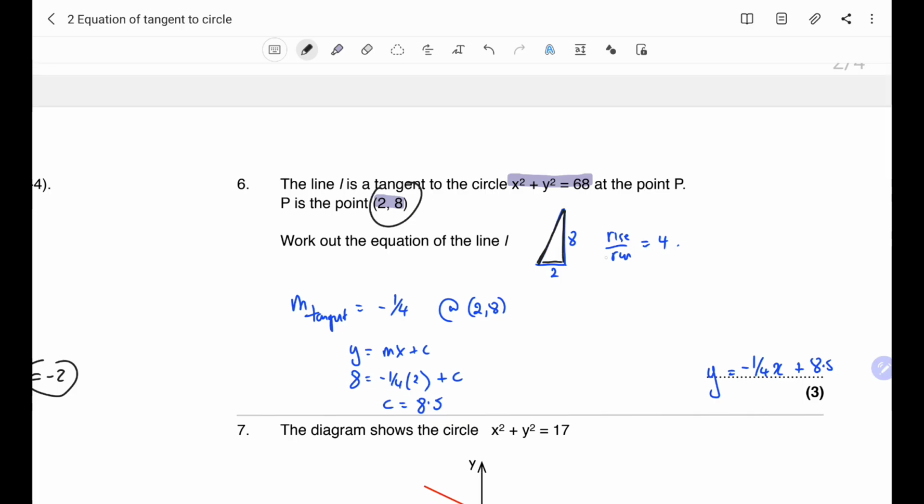Therefore a rise over run is 8 over 2. The gradient of the radius is 4. The gradient of the tangent therefore is minus 1 over 4. Goes through this coordinate, sub it in, you get your c value, and then your y is equal to mx plus c.